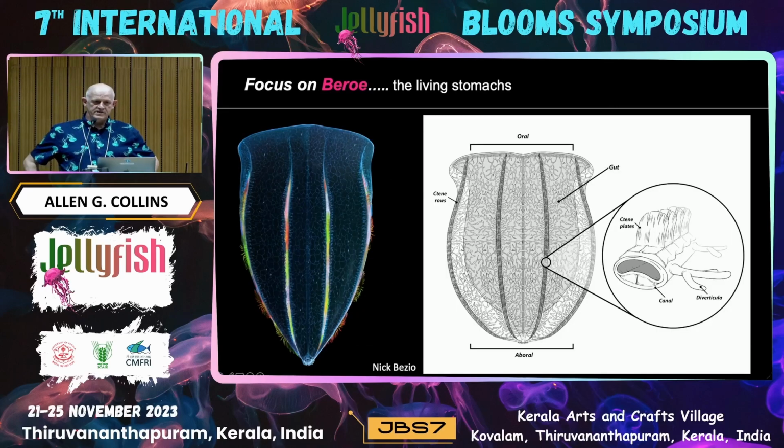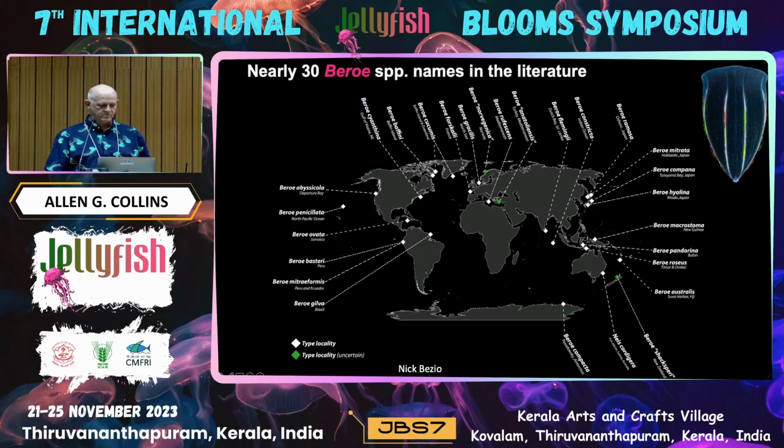So one of the groups that Nick is focusing on are the beroids, and they're basically living stomachs. The majority of the body has a vast gastric chamber. It's pictured in gray on the right. And the system that converges at the apical end of the animal branches into 8 canals that go under the comb rows, and from those canals we have these diverticulae that form.